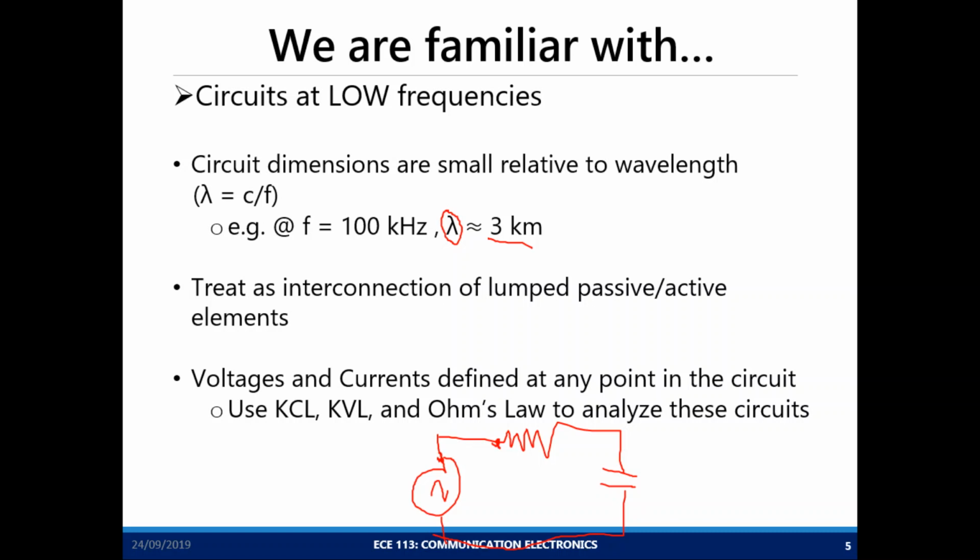So that would mean that the voltage and current here is just the same or approximately equal to the voltage and current here. Because since your wavelength is 3 kilometers and your circuits are normally less than a meter, the changes in voltages in terms of space, okay, is insignificant. That's why you can approximate the voltage here to be equal to the voltage at this point.